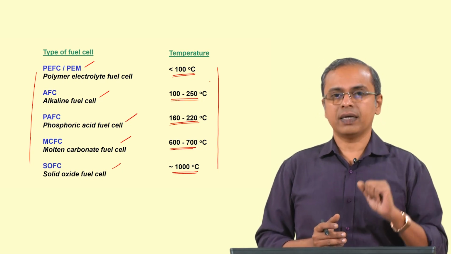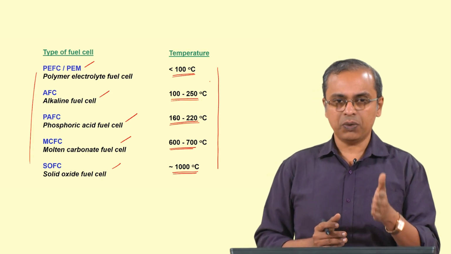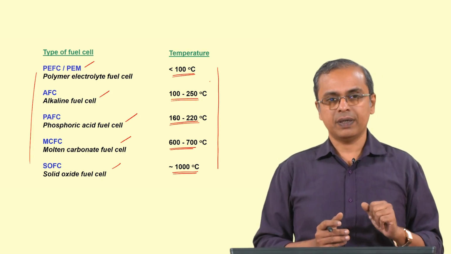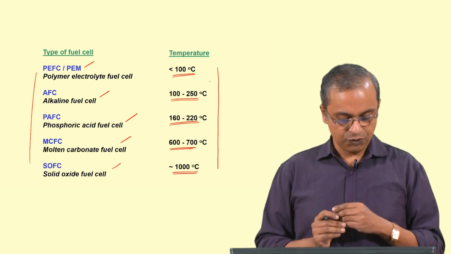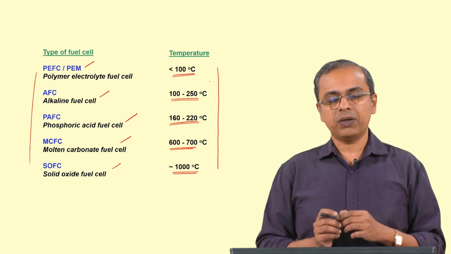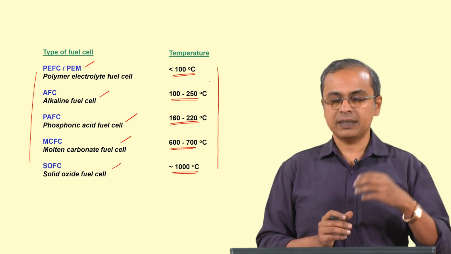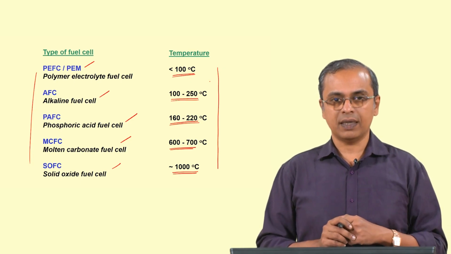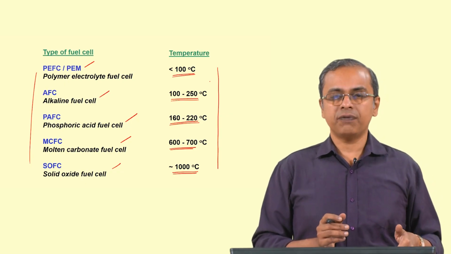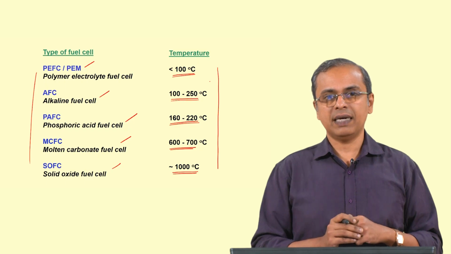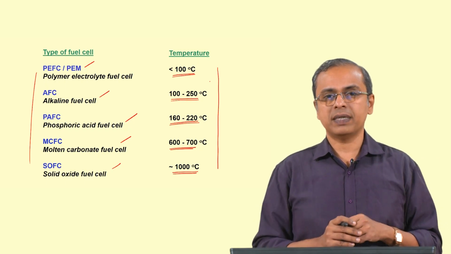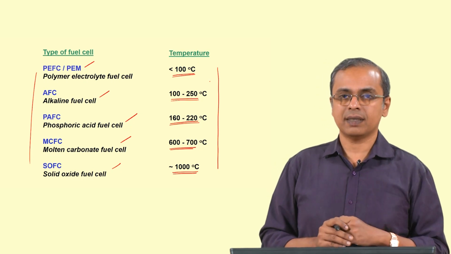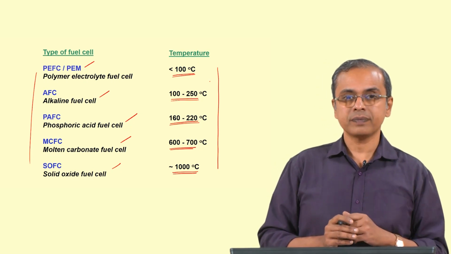Alkaline fuel cell uses OH ions, KOH kind of material as the electrolyte. You have phosphoric acid being used in a phosphoric acid fuel cell. Carbonate ions in the form of molten carbonates are being used as electrolytes in molten carbonate fuel cells. And finally in solid oxide fuel cells you have ceramic materials which have oxides. So yttrium stabilized zirconia, we are going to see that yttrium stabilized zirconia etc. are used as the electrolyte.